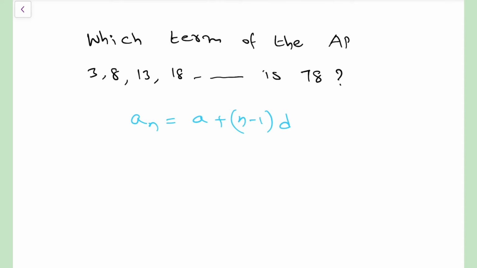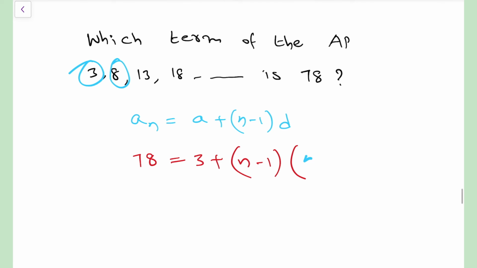Now here, which term is being asked? This 78, right? So this 78 we need to replace in the place of an, that equals a value first, 3, plus n value, we don't know, that only we need to find out actually. So n value as it is, minus 1 into d, common difference. Already from the beginning onwards we are doing that only: second term minus first term, 8 minus 3, it is 5. So let us simplify this further now.